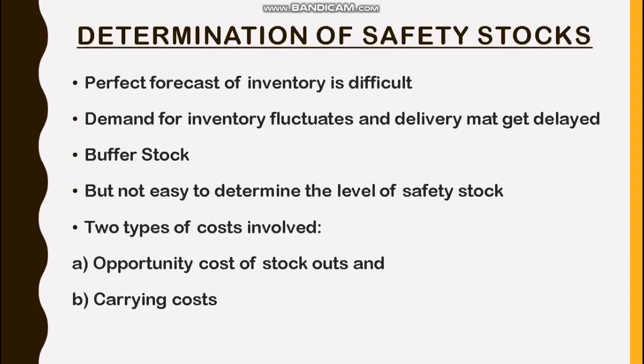Next technique is the determination of safety stocks. Perfect forecast of inventory is not easy because the demand for inventory fluctuates and the delivery from the supplier may get delayed. So safety stock is the buffer stock, but it's not easy to determine this level of stock because two types of costs are involved in maintaining the safety stocks. One is the opportunity cost of stock outs and second one is the carrying costs.